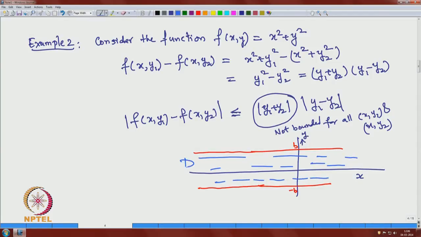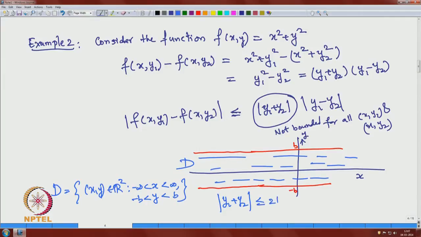so if I call this D, D is the set of all (x, y) in R2 such that x is varying from minus infinity to plus infinity and y is varying from minus b to plus b. So, on this D, for the given function, since y1 plus y2 is bounded by 2b. Okay. So, now y1 plus y2 is less than or equal to 2b on D.